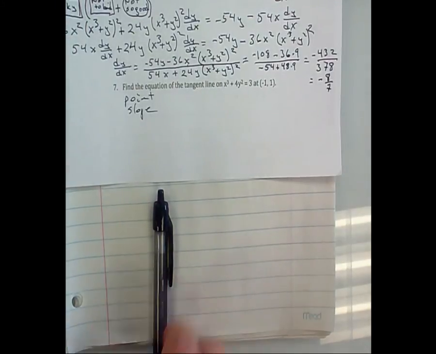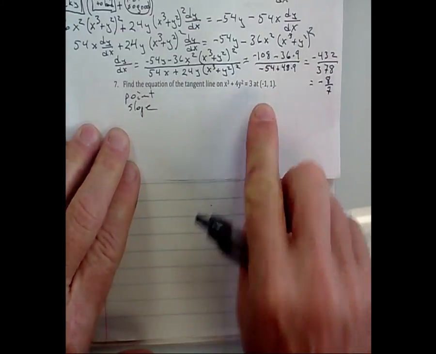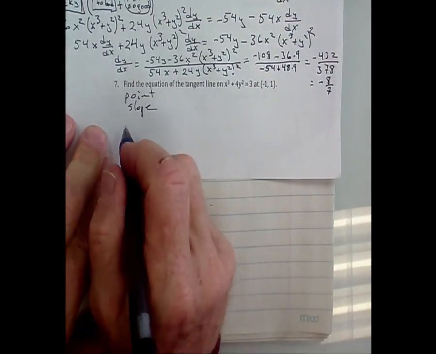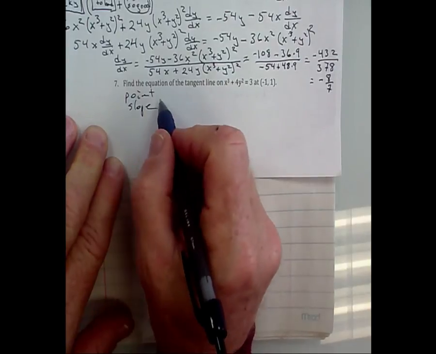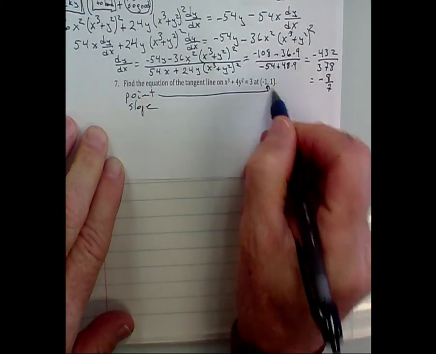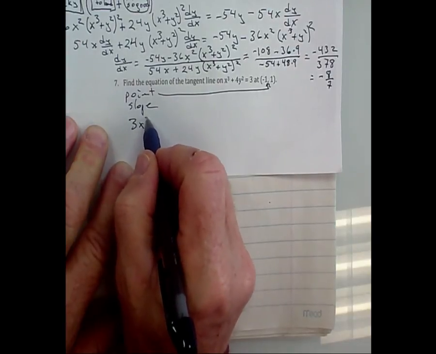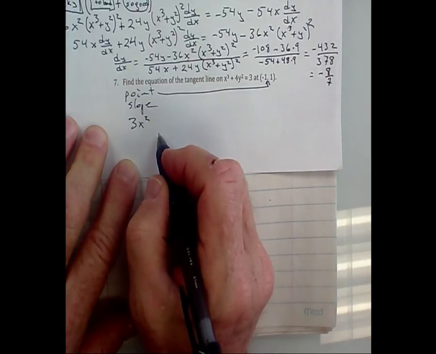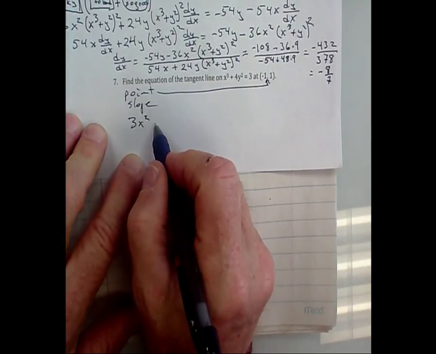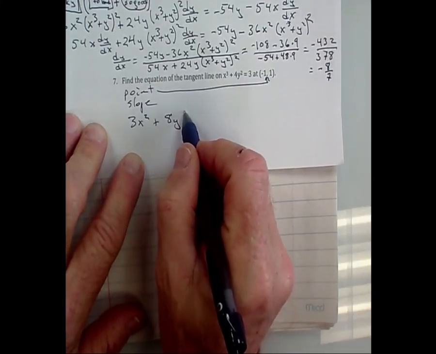All right, we have a point. That is like a gimme, right? So we've got to figure out how to get the slope. So tell me what I'm going to do here. Well, first we find the derivative. What's the derivative? 3x squared, and you could write dx over dx, correct? Plus 8y dy over dx.